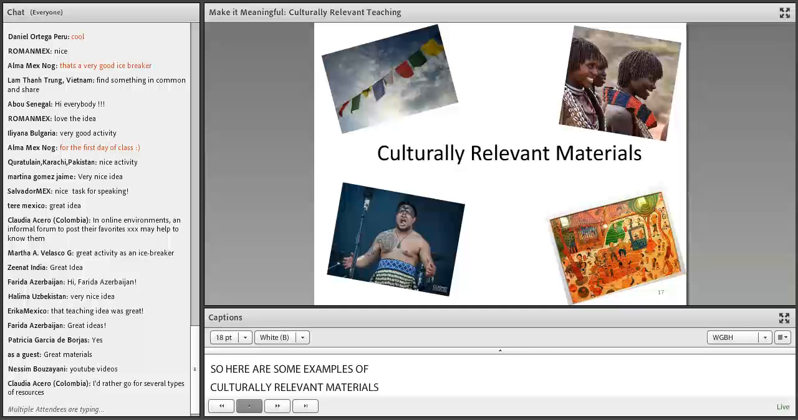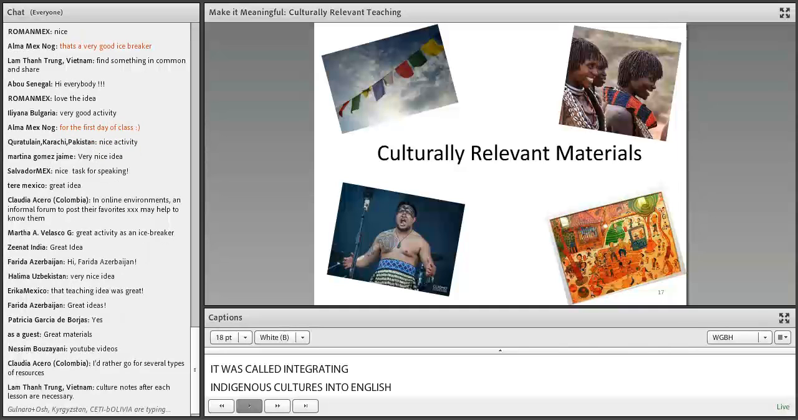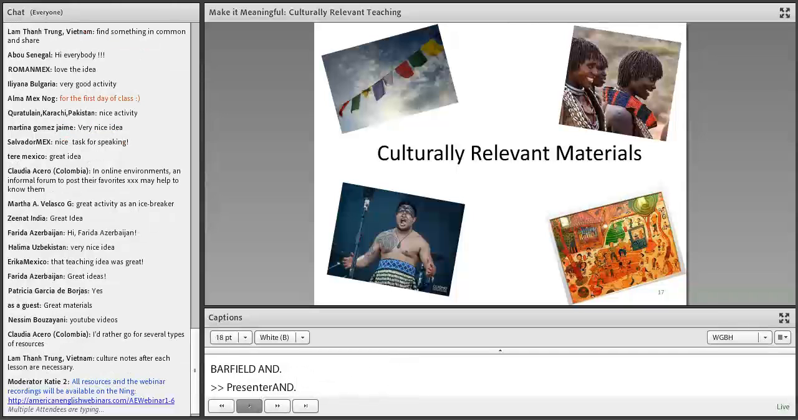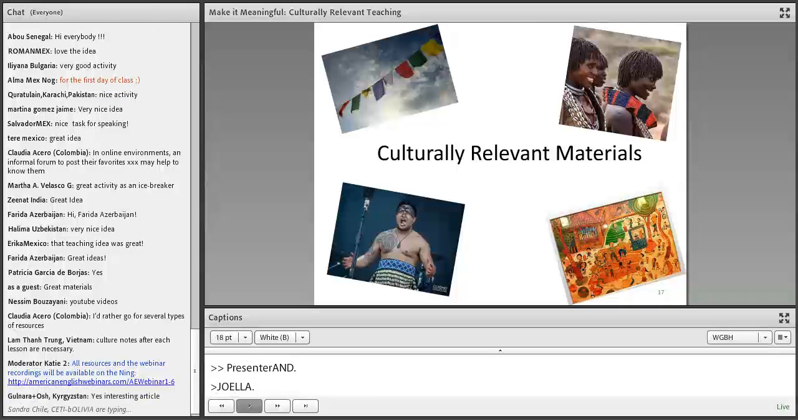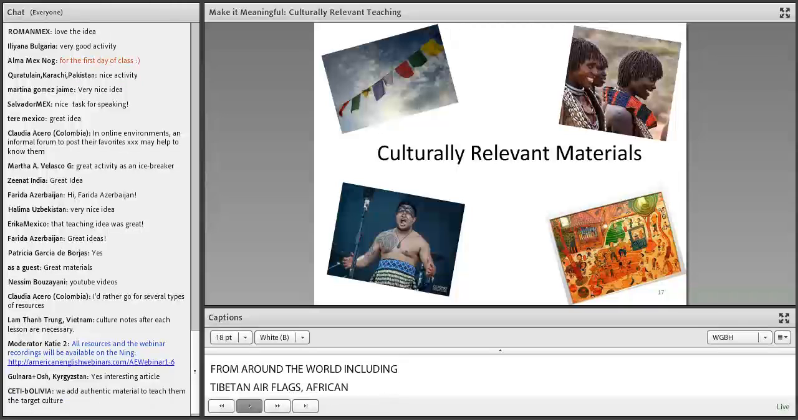the Ning. It was called Integrating Indigenous Cultures into English Language Teaching by Susan Barfield and Joelle Uzarski. So they describe some great ways to bring in culturally relevant materials from diverse cultures around the world, including Tibetan prayer flags, African beads, Maori tattoos, and traditional storytelling. So I suggest that you read it if you haven't yet.